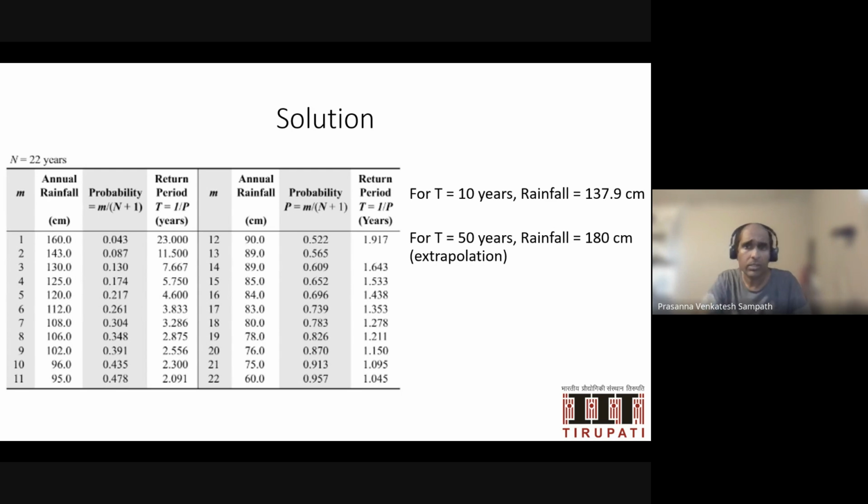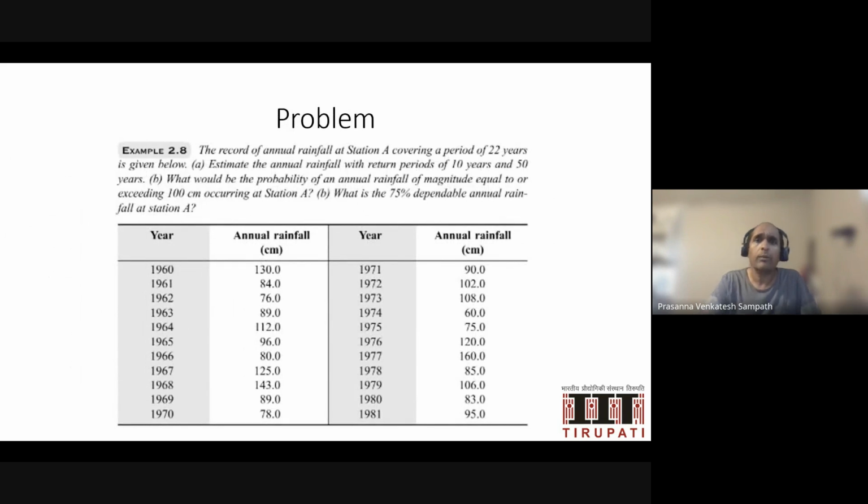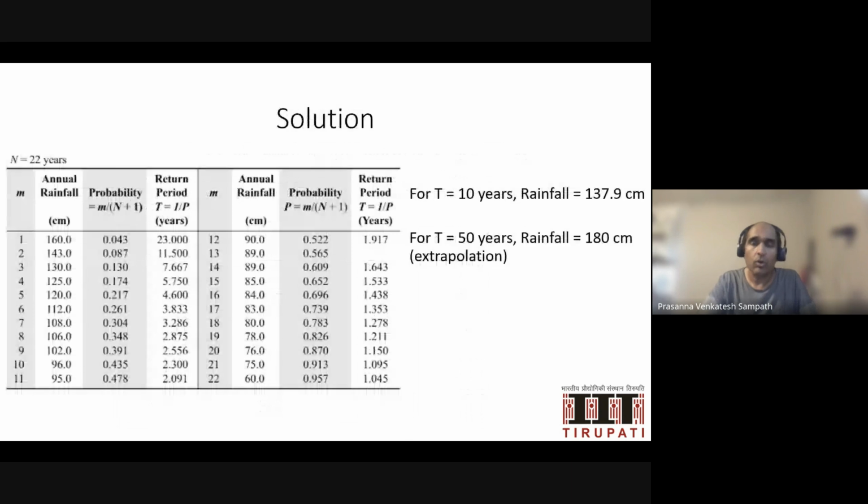And then the third part of the question was, what would be the probability of an annual rainfall of magnitude equal to or exceeding 100 centimeters occurring at station A? So again, I go back to the table. I notice that I have 96 centimeters and I have 102. I don't have 100. So the probability must be between these two, 0.435 and 0.391. So again, the only thing I can do is to linearly interpolate between the two. So it's somewhere in between.